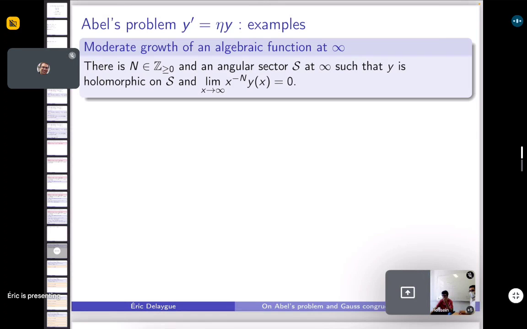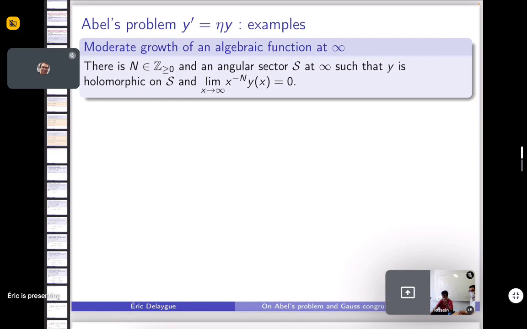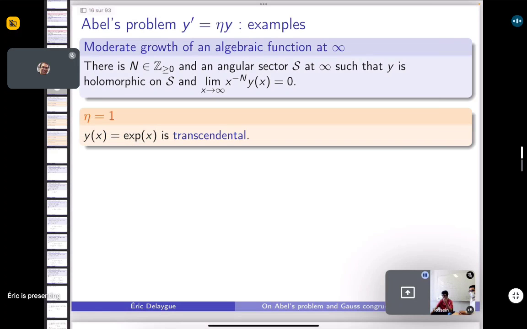Okay. So it will quickly discard the fact that a function is algebraic. So for example, you take the above equation y prime is y, so you know that the solution is exponential, and this one we know that it's transcendental, but a simple way to see that is that it has not moderate growth at infinity.